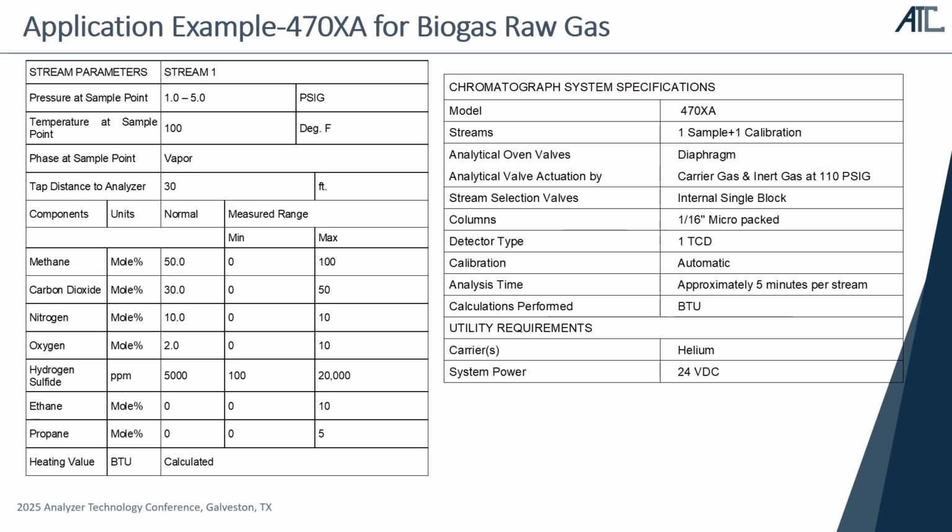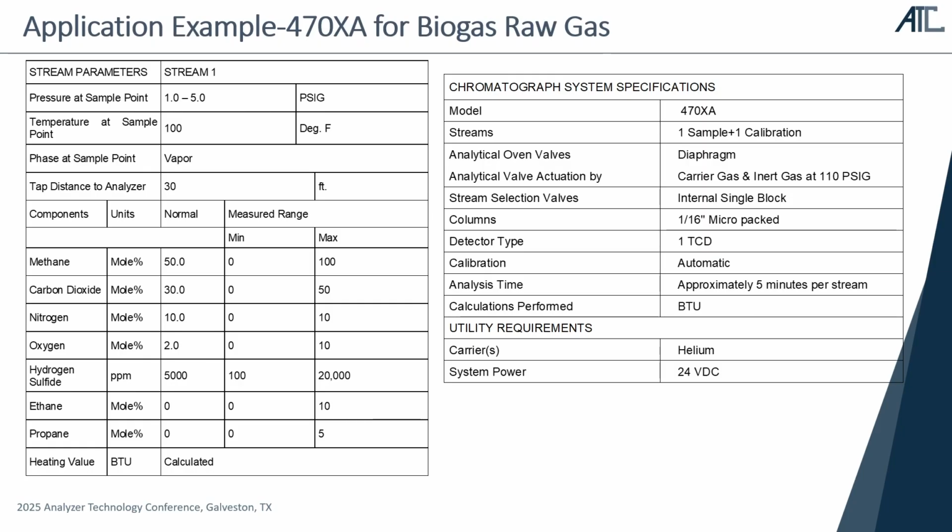So let's look at our solution using GC to measure this gas, okay? A model 470XA is being used, and there's one sample stream and one calibration stream. Diaphragm valves are being used as analytical valves. Carrier gas or other inert gas can be used to actuate the valve. The stream switching is automatic with internal single block and bleed configurations. The column used is a 1/16" macro-packed column. And the cycle time for one stream measurement is about 5 minutes per stream. So you can have multiple streams if you need.